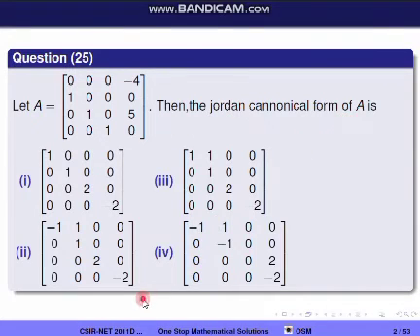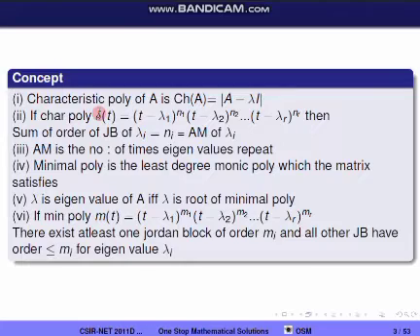So first of all, we'll look into the concepts used. We know the characteristic polynomial of a matrix A is got by solving the equation determinant of A minus lambda I. And if the characteristic polynomial delta of t is equal to (t minus lambda 1) whole power n1, (t minus lambda 2) whole power n2, etc., up to (t minus lambda r) whole power nr, then the sum of the orders of the Jordan blocks of lambda i is equal to ni, and ni is the algebraic multiplicity of lambda i. Algebraic multiplicity is the number of times an eigenvalue repeats itself.